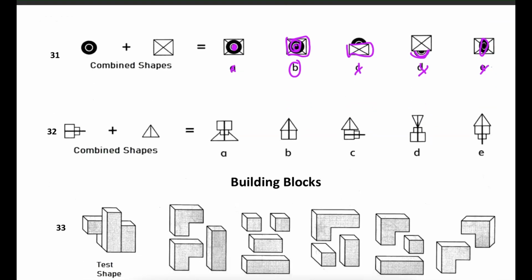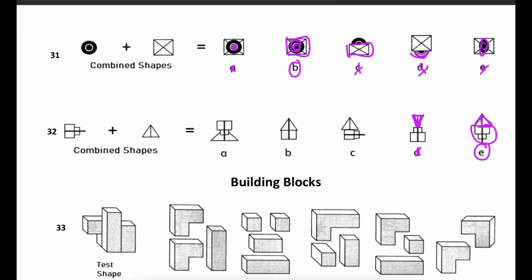Question 32. The answer here is E. The reason for this, we've got the triangle part here with the line through it. And we've got this bottom shape here. Not D because this triangle is slightly thinner than it should be.